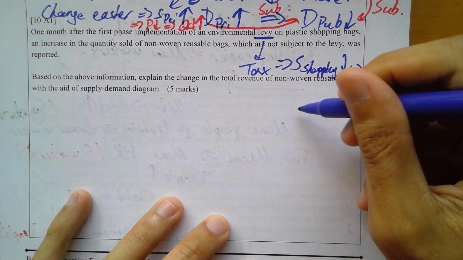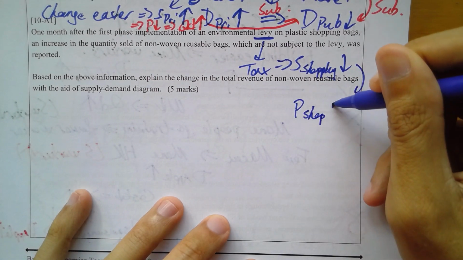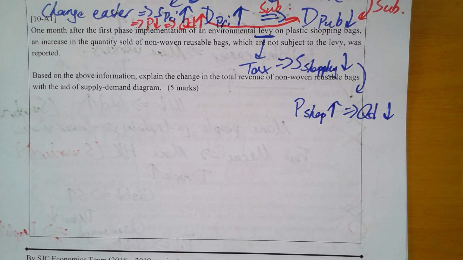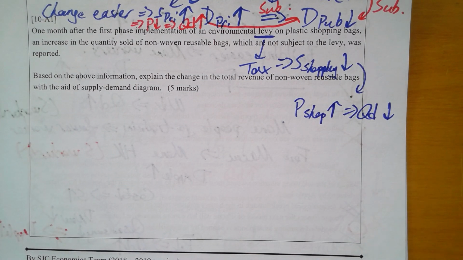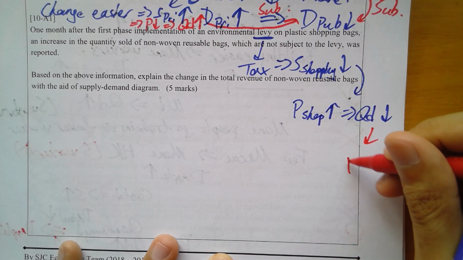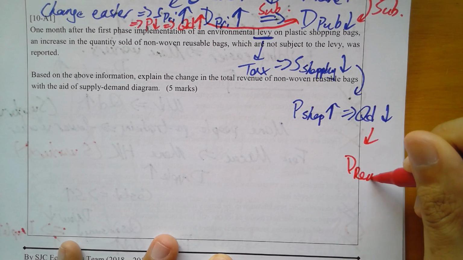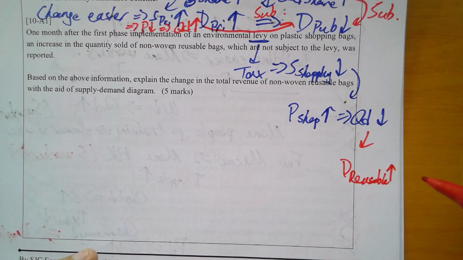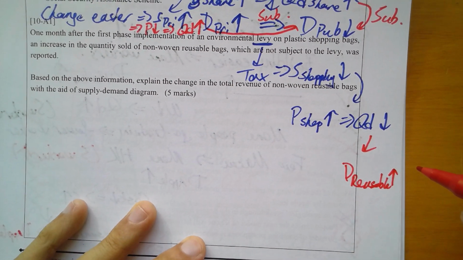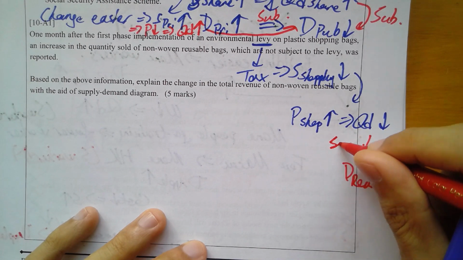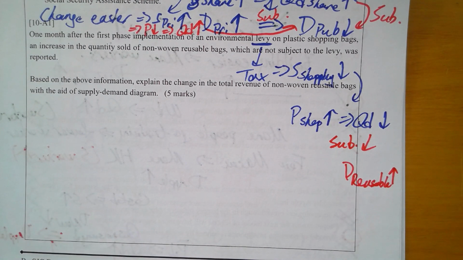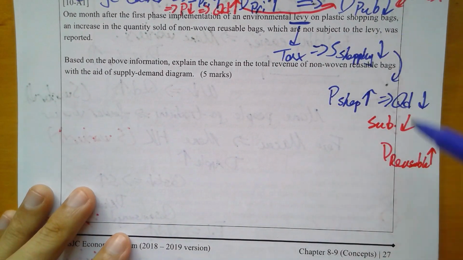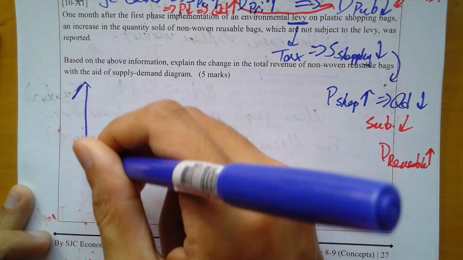That means price of shopping bags increase. QD of shopping bag decreases. 好啦，即係咩意思啊？That means the demand for reusable bags would increase. Why? Think about why. 點解啊？Again, substitute. Alright? 好啦 we need to. Now this is the verbal explanation. Now let's draw the graph here.